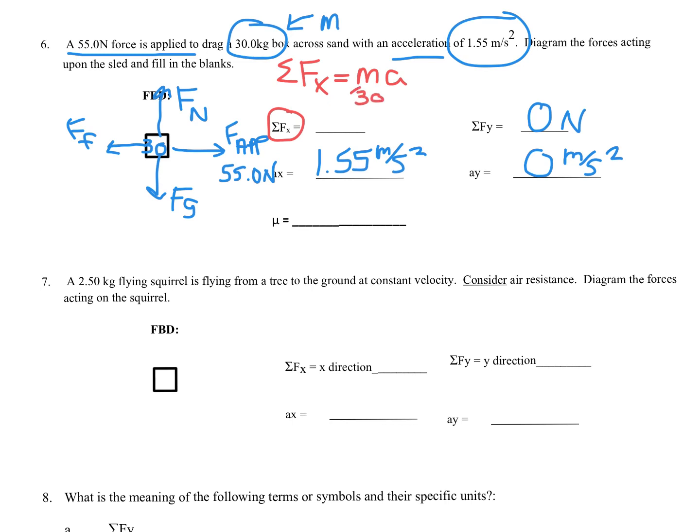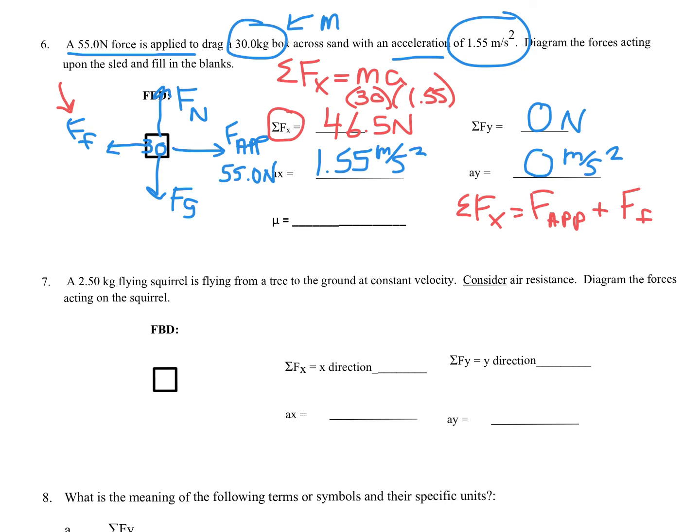I know the mass is 30. My acceleration given to me is 1.55. So if I multiply 30 times 1.55, I end up with about 46.5 newtons. All right, figured that out. Awesome. Now, because I know the net force in the x direction, I can figure out what my force of friction would be. Why? Well, remember, if I take the net force in the horizontal x direction, it's really just the applied force plus my force of friction.